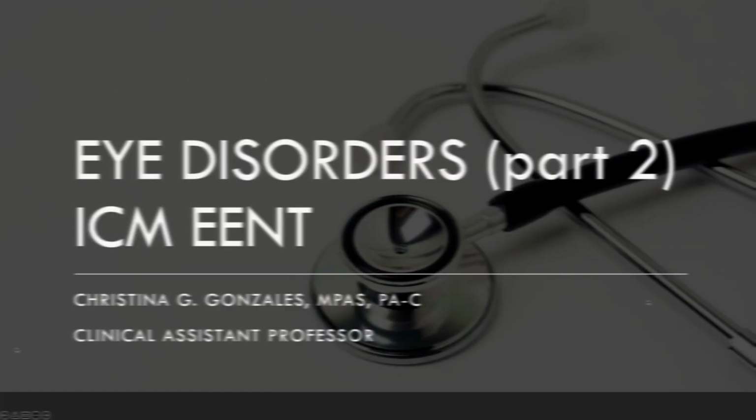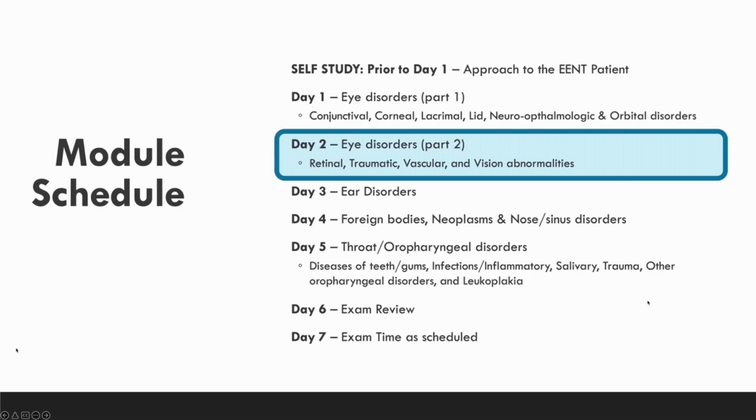Alright everyone, so today's lecture is going to be over eye disorders, and this is part two of our two-part series over the eye. So let's go ahead and see what we'll be covering today. Last time we covered some of the more external structures and a few of the neuro-ophthalmologic conditions. Today we're going to be covering retinal stuff, traumatic, vascular, and then talking briefly about some vision abnormalities.